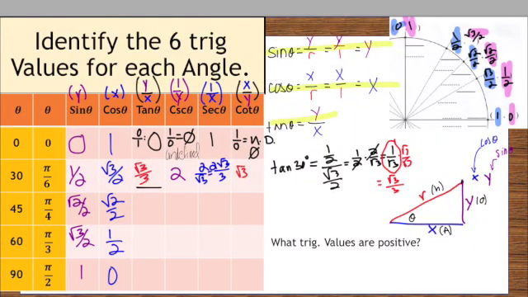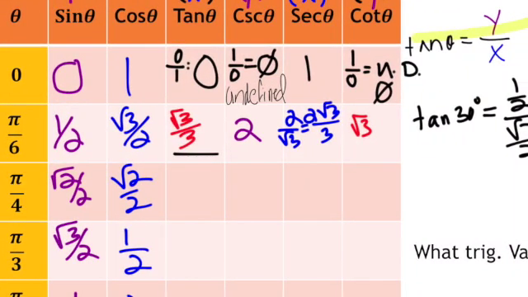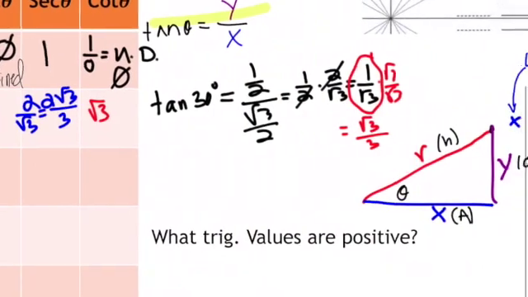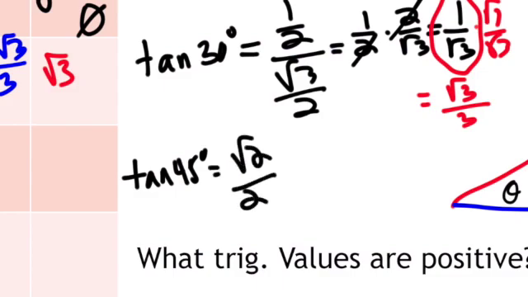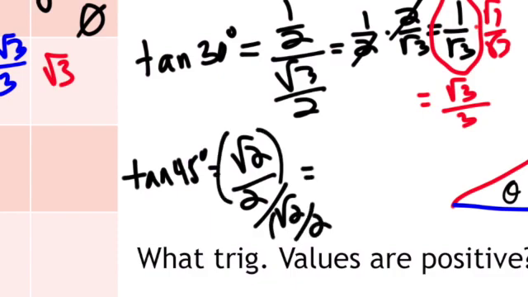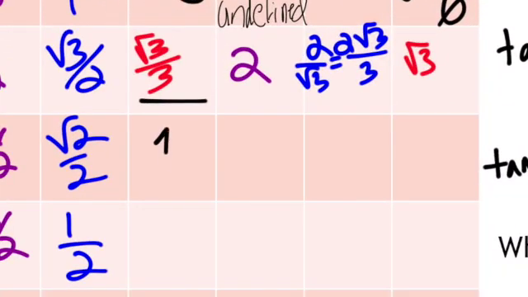All right, let's keep going. So now we're at 45 degrees. I want to go ahead and find the tangent. My tangent at 45 degrees is those two values divided by each other. So if we go off to the side, the tangent of 45 degrees is really radical 2 over 2 divided by radical 2 over 2. Hey, something divided by itself is 1. Beautiful. So 1.